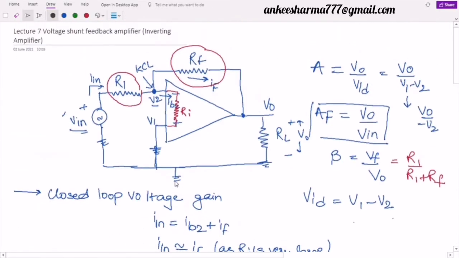If I go back to my diagram, you can see here in this diagram, this RF is connected to both input terminal and the output terminal. So now to find the input resistance, I want to find the effect of this RF at the input. So I need to divide RF into input and output. So how do we do it?